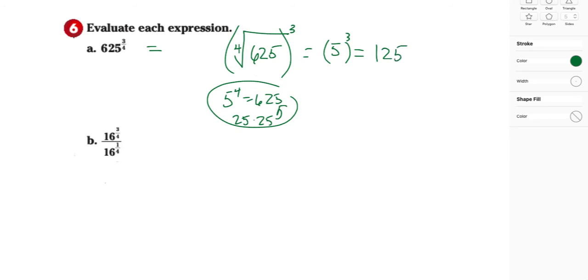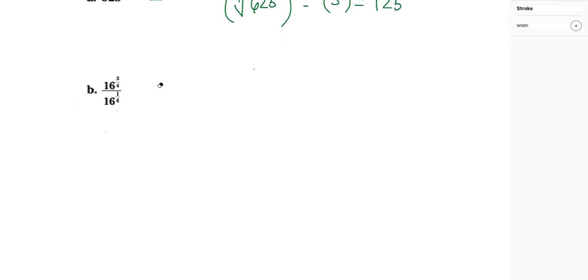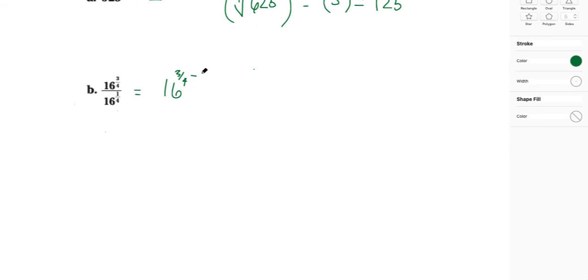And finally down, well, I keep saying finally, but I think we have a bunch of examples here. So just keep some space available. So here we're going to use the rule where we know that we're going to subtract the exponents since these values have the same base. And so we end up with 16 to the 2/4 power, or the 1/2 power, which we recognize as the square root of 16, which we recognize would be 4.